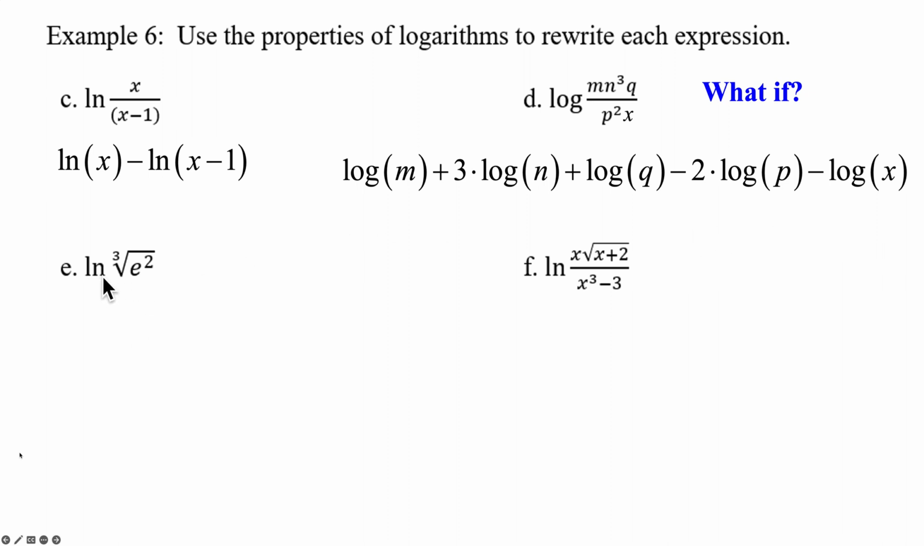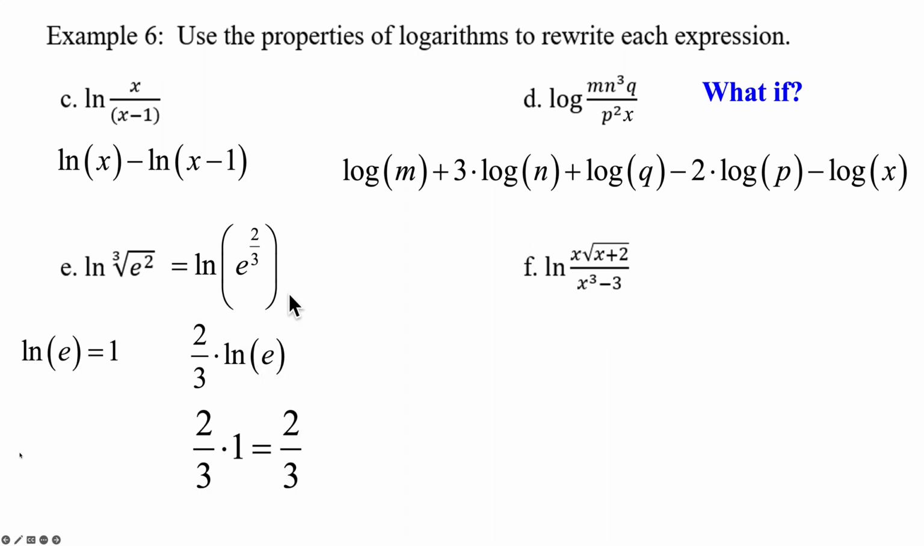Part E, natural log of the cube root of e squared. Just like we did with the square root, we'll turn this into a fractional exponent. Your root is always your denominator. 2/3 moves to the front of the natural log. And wait a minute, we saw that before. The natural log of e is 1, so we'll substitute that out. So 2/3 times 1 is 2/3.